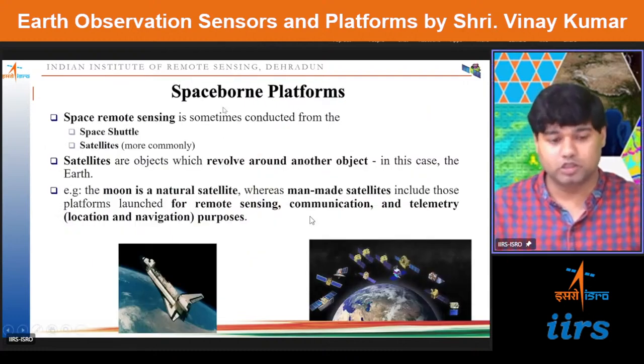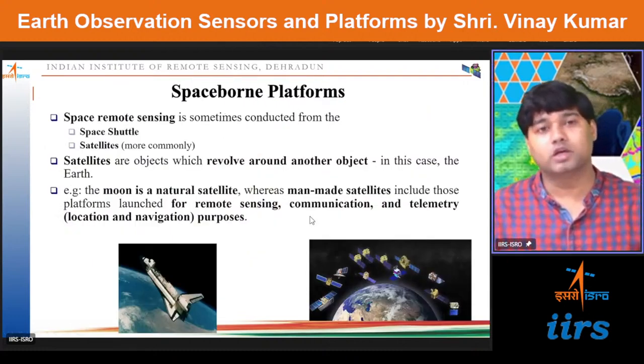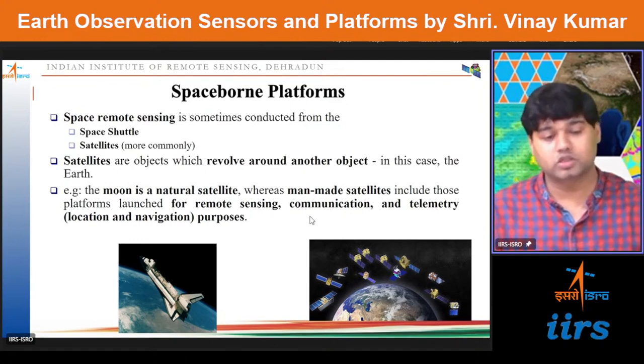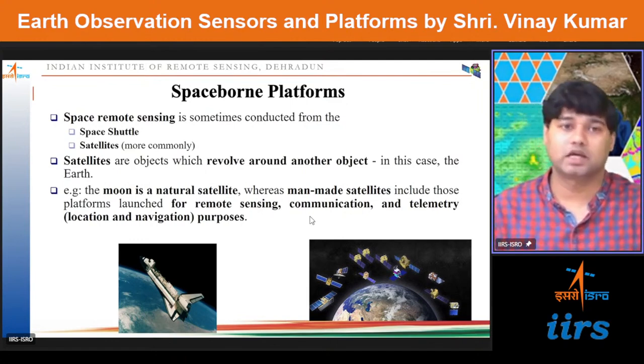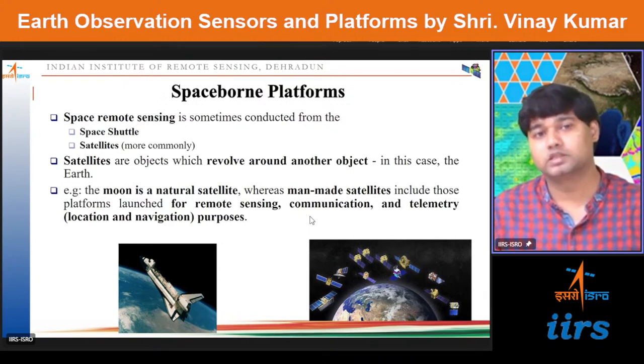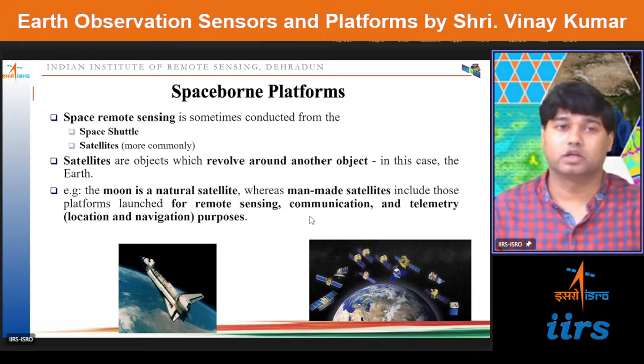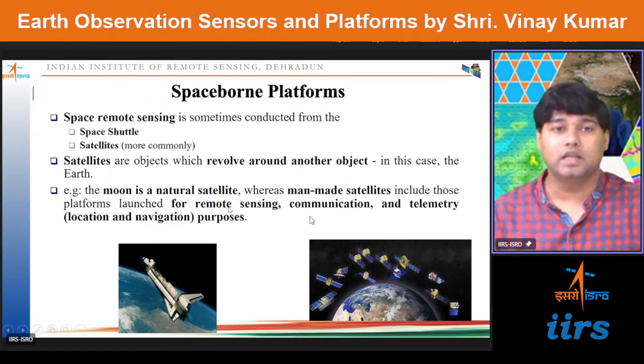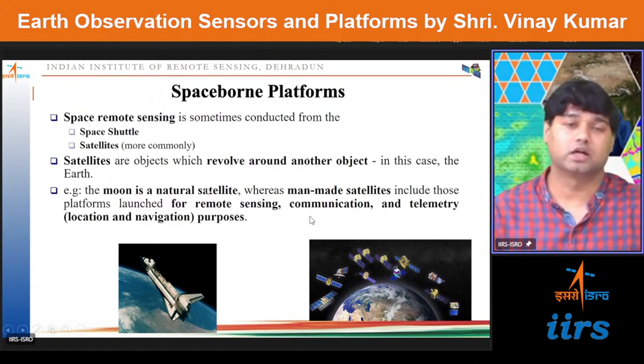Now coming to the spaceborne platform. Normally spaceborne platforms are categorized into two: space shuttle and satellites. Satellites are more commonly used. The space shuttle is a manned spacecraft where a man can go to space and come back after collection of data. Satellites are objects which revolve around another object, in this case the Earth.